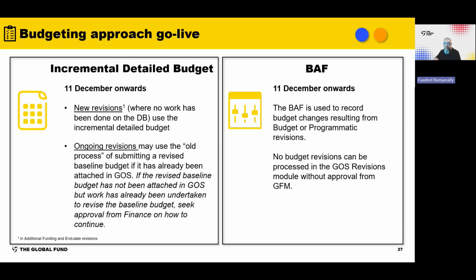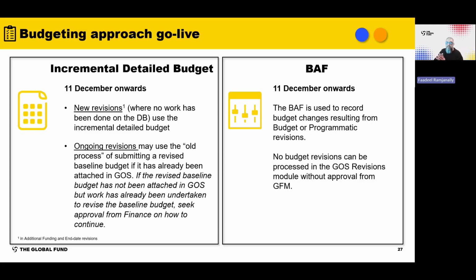Right, so how do we go about this now, and what are the go-live versions? We are targeting to release these from the 11th of December onwards, both the incremental detailed budget and the budget adjustment form. The policies will be adjusted and published accordingly. And this is why we are having this information session today, because we wanted to give you an insight as to what these adjustments are, how things are going to be simplified from your end, but also to provide you with some insights into these two different forms.